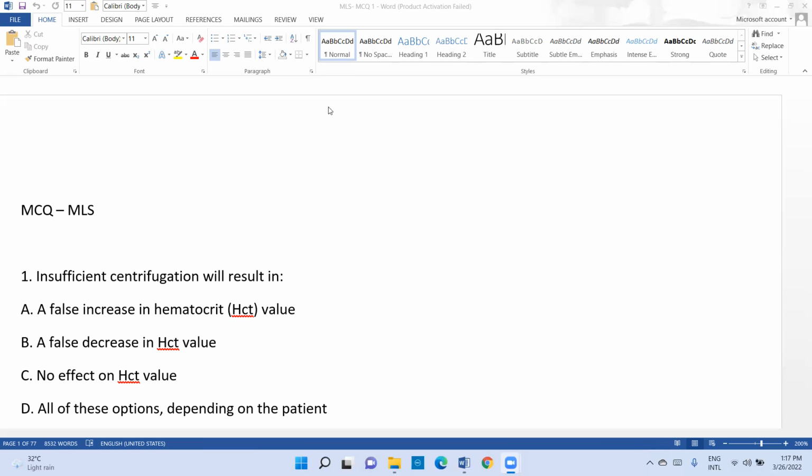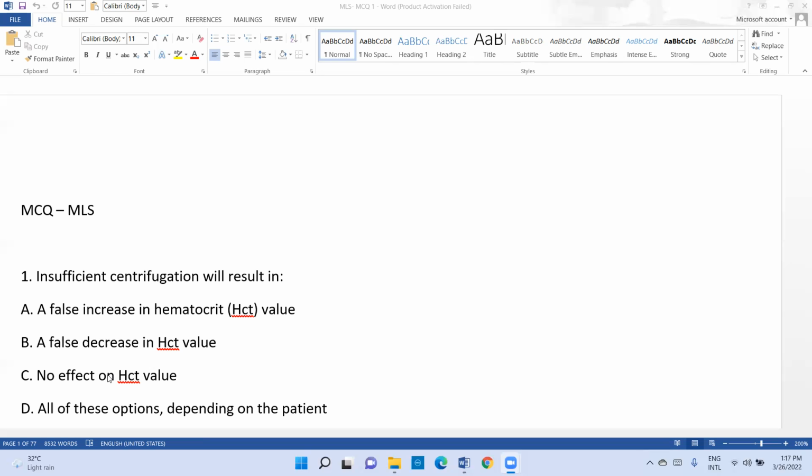MCQ 1: Insufficient centrifugation will result in A, a false increase in hematocrit value; B, a false decrease in HCT value, hematocrit; C, no effect on HCT; D, all these options depending on the patient. Right, now we will consider the answers one by one.